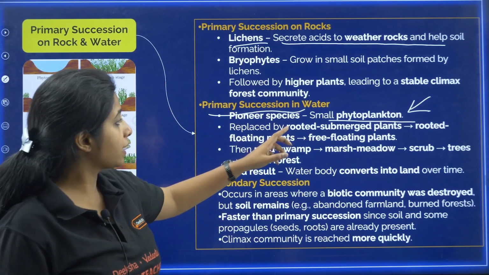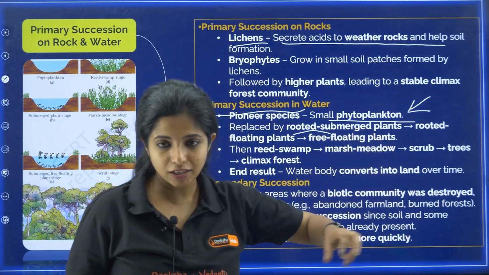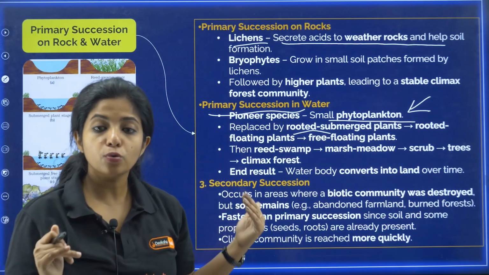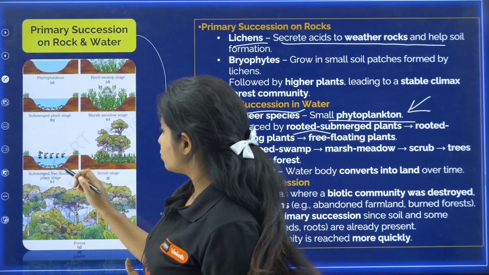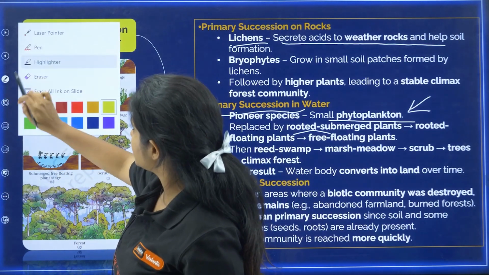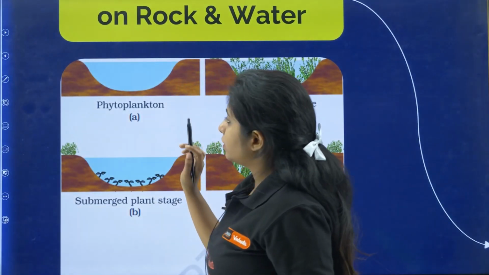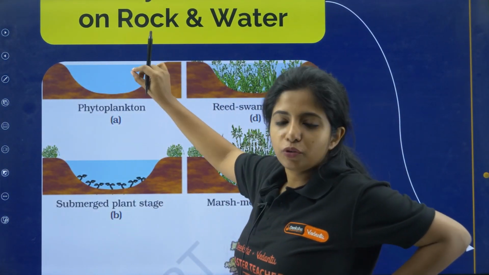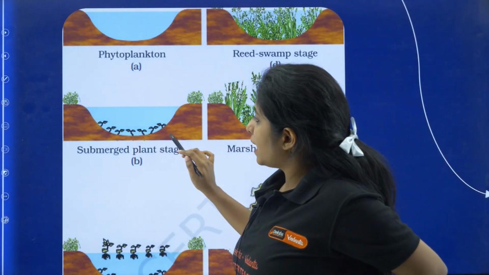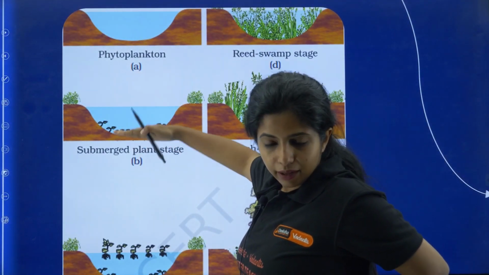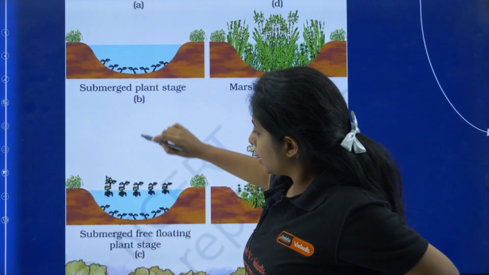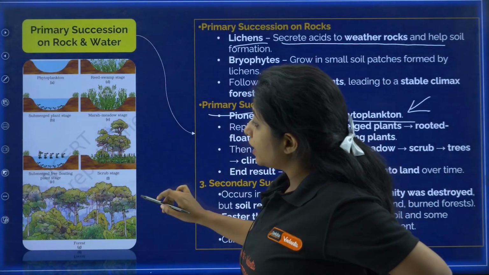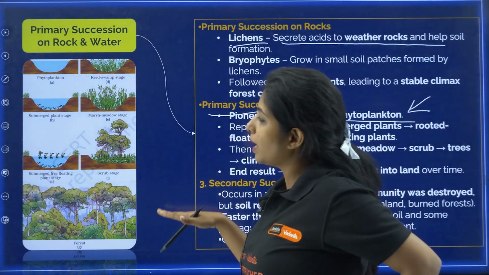Okay, now phytoplanktons are replaced by rooted submerged plants. They have roots and they are submerged plants, and then these rooted submerged plants are replaced by rooted floating plants. So there are floating plants which have roots. So over here you can see, just a second. First of all, you have phytoplanktons, and you won't be able to see them. Now going ahead, submerged plant stage, where basically all of it is inside the water. Now you would be having rooted floating stage. They have roots and they are floating. Then you would be having free floating stage as well.